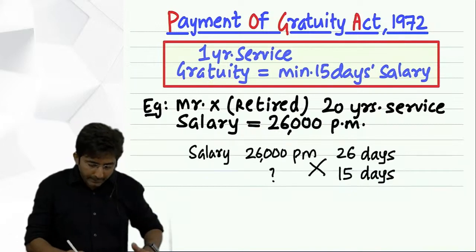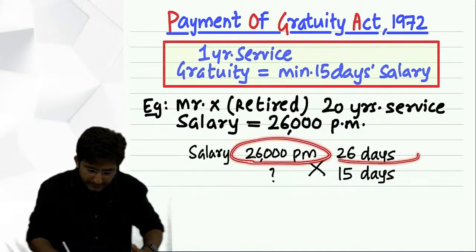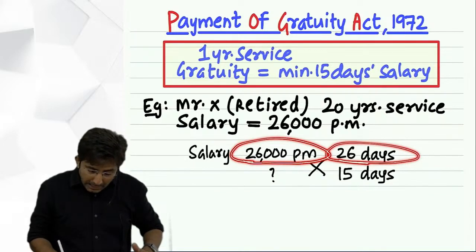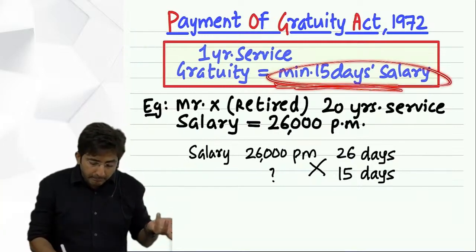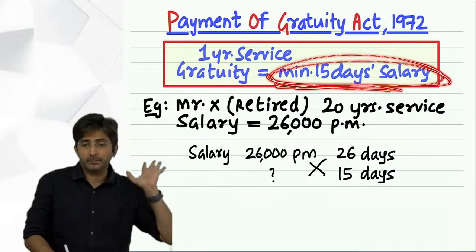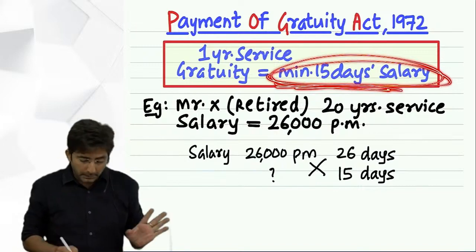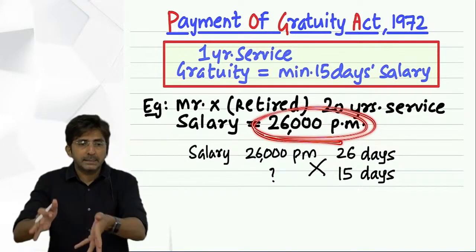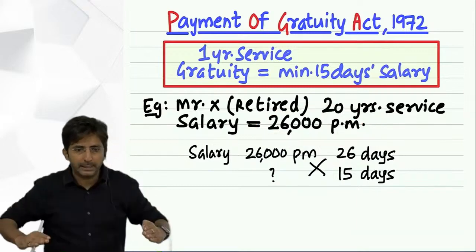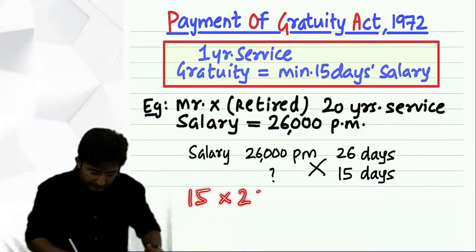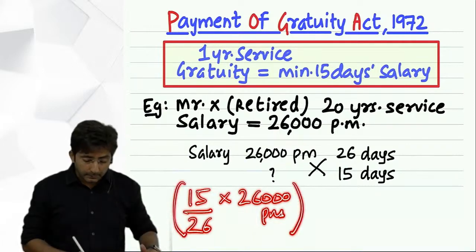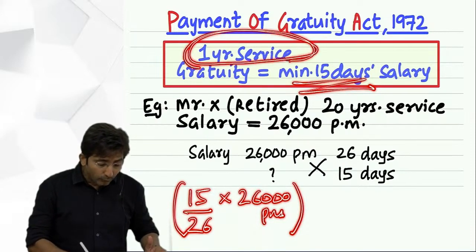Did you understand what I did now? Okay. 26,000 is the salary of 26 days. 15 days, how much? Why do I want to find 15 days' salary? Because the law says give him a minimum of 15 days' salary if he has worked for 1 year. So I want to find 15 days. But our salary is a monthly salary, which is of 26 days. So we have to convert it into 15 days by cross multiplication. So tell me, if you cross multiply, what do you get? 15 multiplied by 26,000 per month divided by 26. So this comes to how much? 15,000.